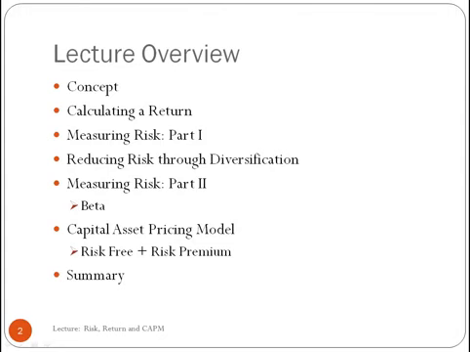Just a quick overview of what we'll be talking about. I first want to introduce the concept of risk and return. Then we'll talk about calculating returns, and we'll take a first stab at measuring risk. We'll then explore ways that we can reduce risk through diversification, which will lead to another take on how to measure risk with our updated diversification ideas. And then finally, this will lead to the creation of the capital asset pricing model and a way that we can estimate how to price risk. And then we'll wrap up the lecture.